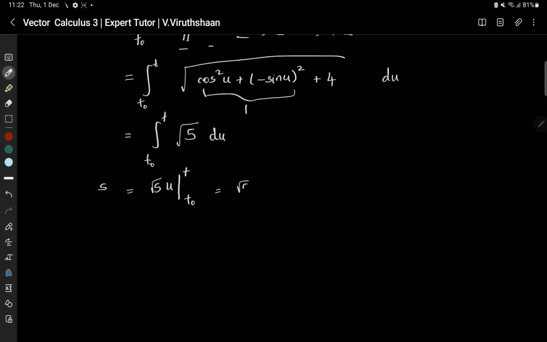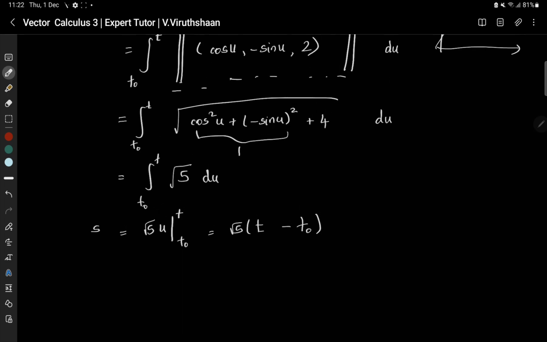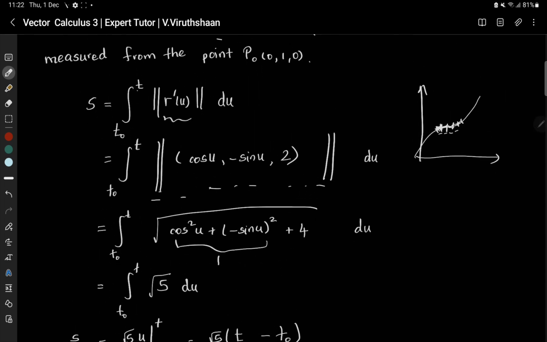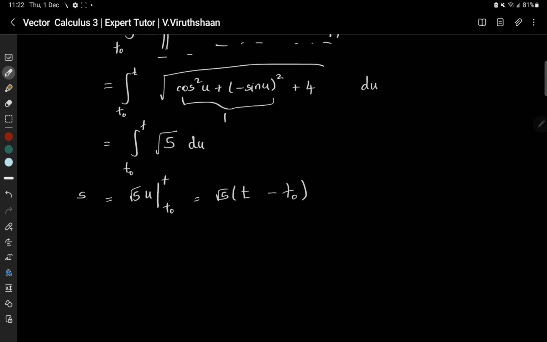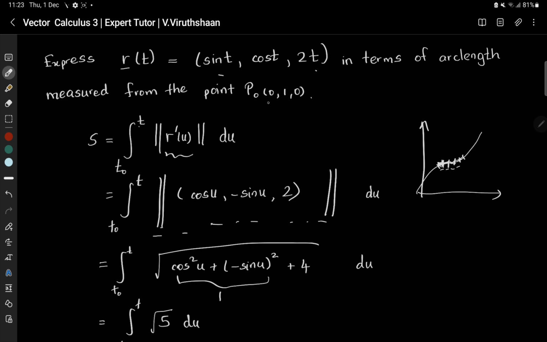So it's going to be root 5 t minus t naught. So this is how you need to do the sum. Now here they have given to start from the point 0, 1, 0, which means they haven't given the exact t value where it's starting.